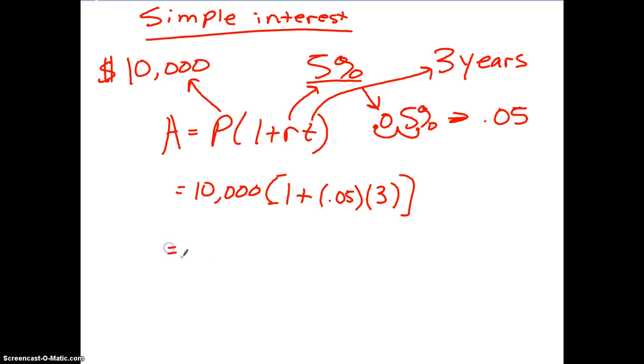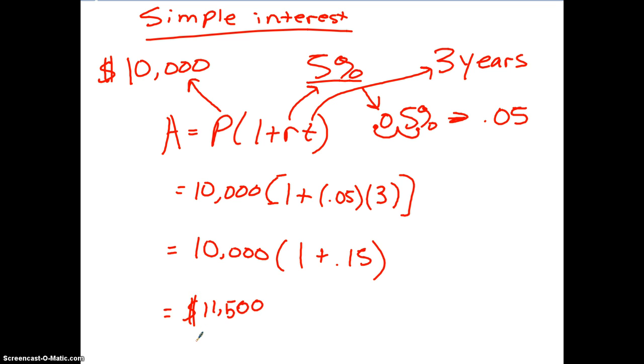And now we can use our fancy calculator to solve this. 3 times 0.05 is going to get you 0.15. So this gets you 10,000 times 1.15. And we plug this into our calculator, which I encourage you to try to do right now. And we get $11,500.